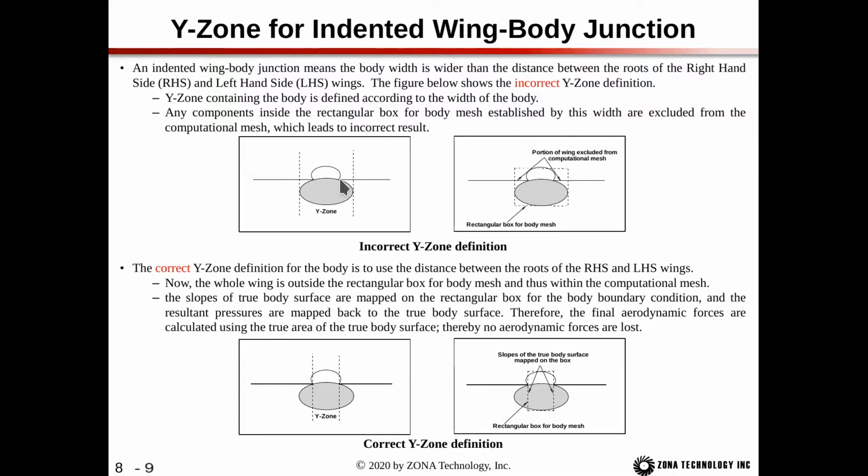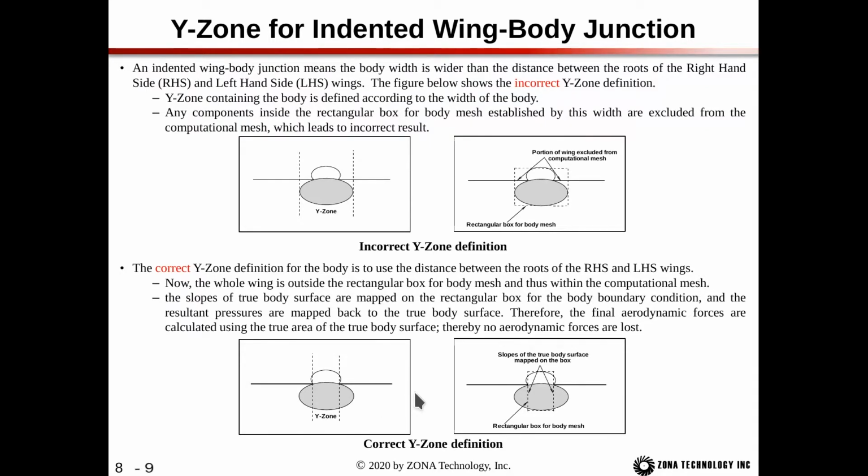The Y zone containing the body is defined according to the width of the body, and any components like this wing here inside the rectangular box for the body mesh established by this width are excluded from the computational mesh, which will lead to incorrect results. So the correct thing to do here is the correct Y zone definition for the body is used as the distance between the roots of the right-hand side and left-hand side wings. So now the whole wing is outside the rectangular box for the body mesh, and thus it's within the computational mesh.